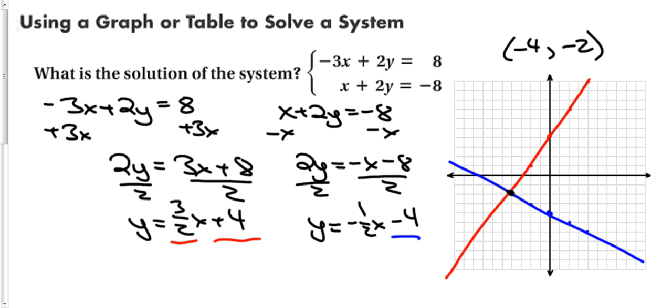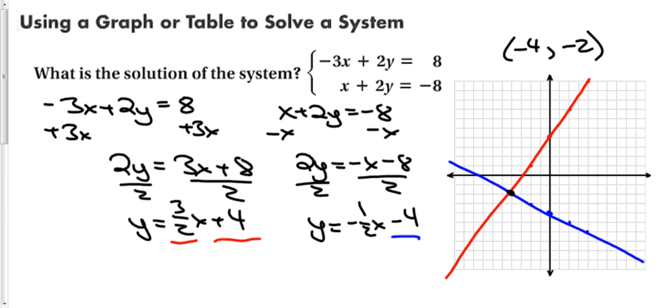If I want to be sure that that is correct, I can plug -4 in for x and -2 in for y and make sure that in the first equation it equals 8, in the second equation it equals -8. Remember, for this to be the solution, it has to solve both equations because the black point is on both the red line and the blue line, so it should work for both equations.